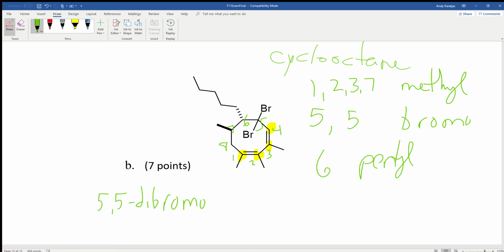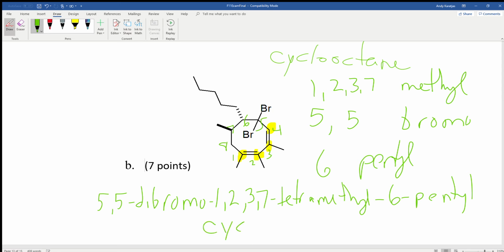So the 4 methyl groups means we need the prefix tetra, but that still comes next because we ignore the numerical prefixes for alphabetizing. So 1, 2, 3, 7, tetramethyl, followed by 6-pentyl. And we'll go down to the next line. This is where we put our parent, cyclo-octa. But we also have to indicate the fact we have two alkenes. We can see that they start at carbons 1 and 3. So this will be cyclo-octa 1,3-diene.